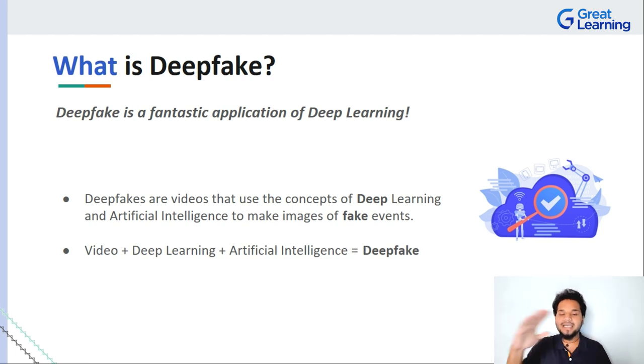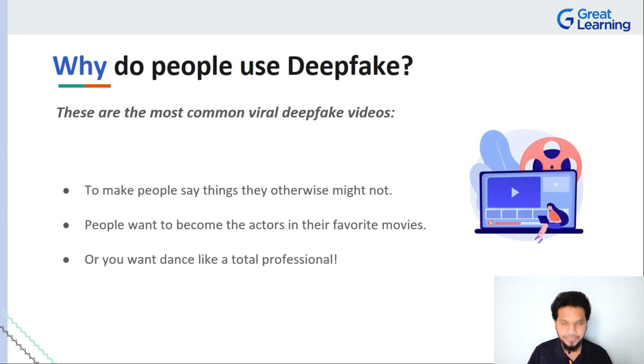But to give you a complete picture of what goes into a final finished product, you have to take a look at the last point that's mentioned here, right? Video plus deep learning plus artificial intelligence is deepfake. So basically, using the concepts of deep learning and using the power and efficiency of AI and having a video as source material to work with, once you bring all of these together and make them work in tandem, this is basically what you get, a deepfake video, right?